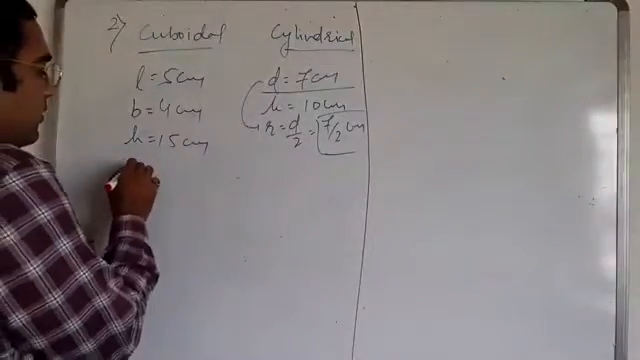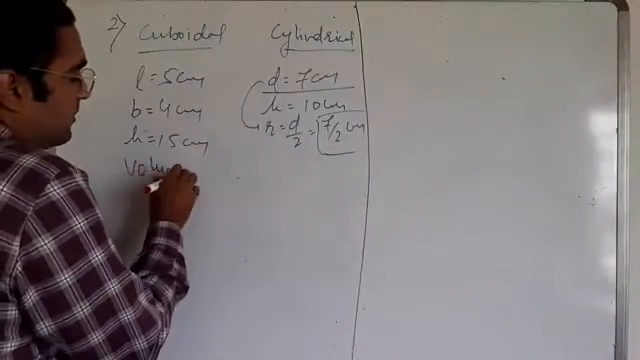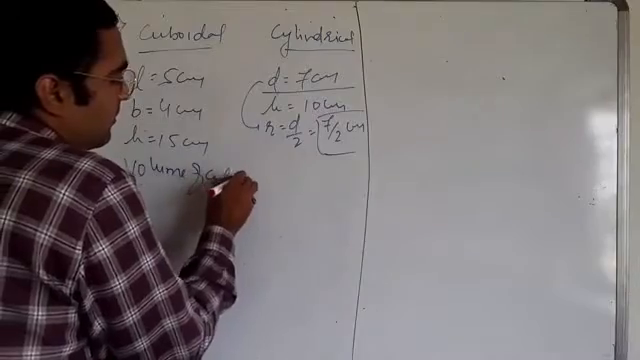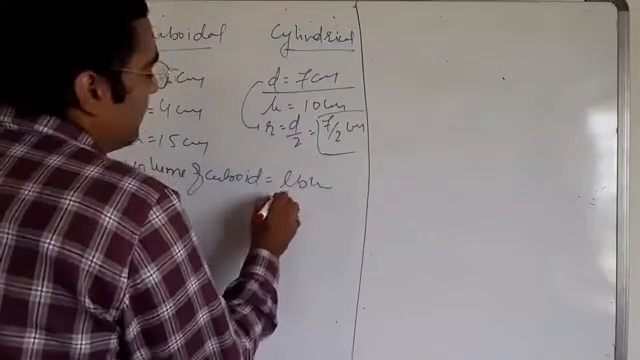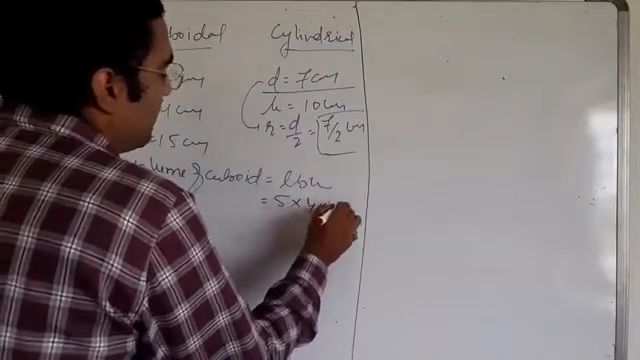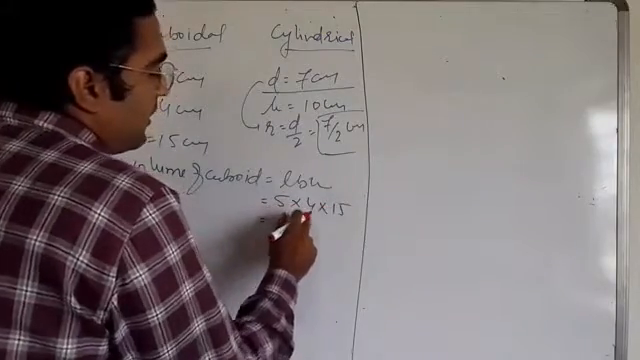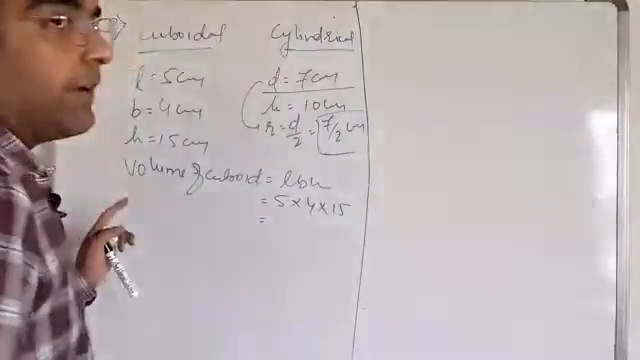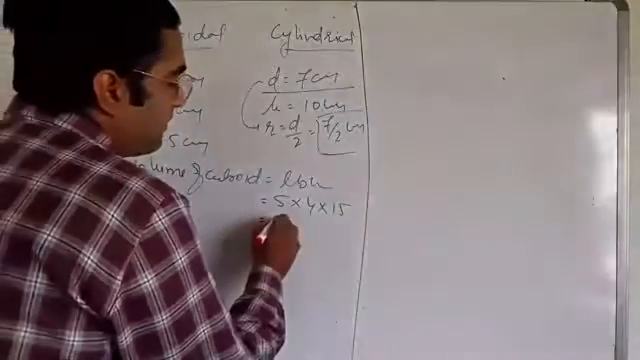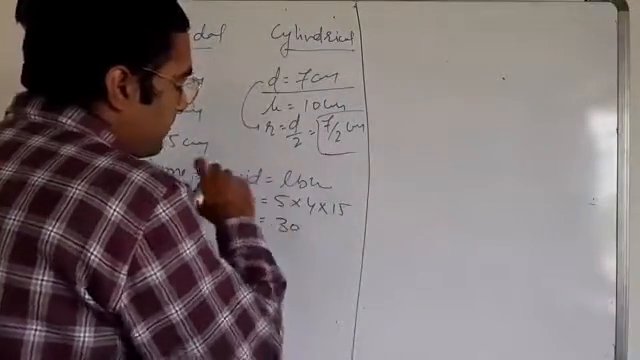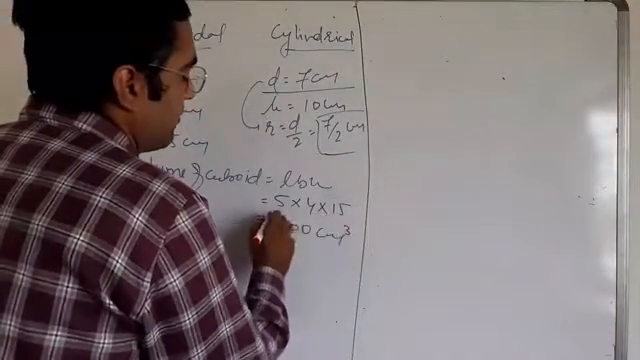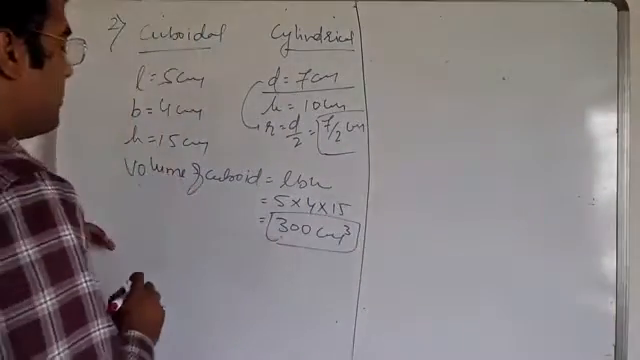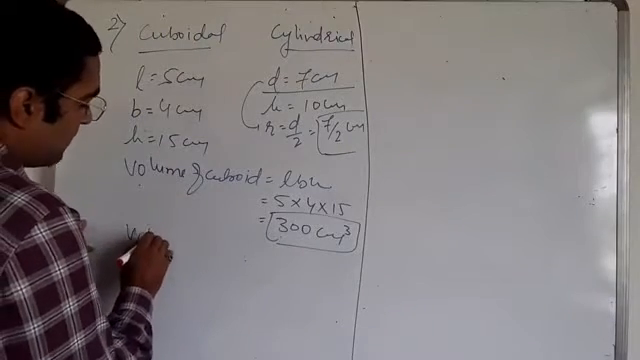First, the volume of the cuboid is L times B times H. So 5 into 4 into 15: 5 fours are 20, and 15 into 20 is 300. That is 300 centimeter cube.